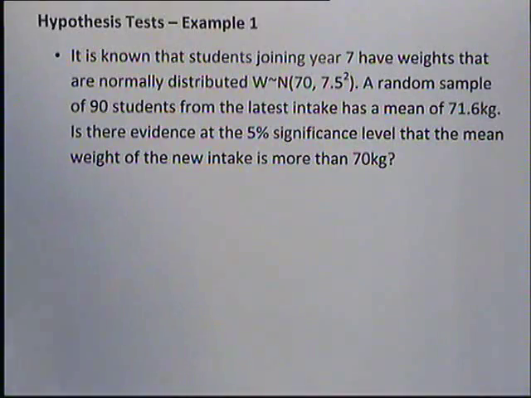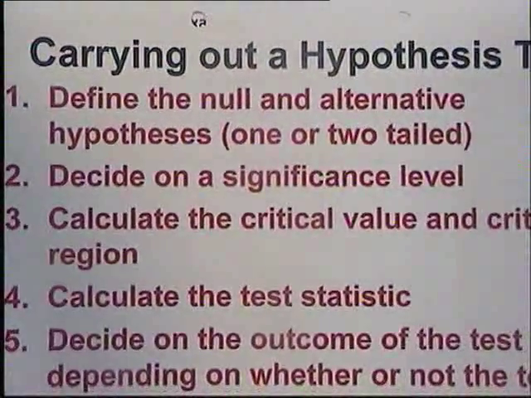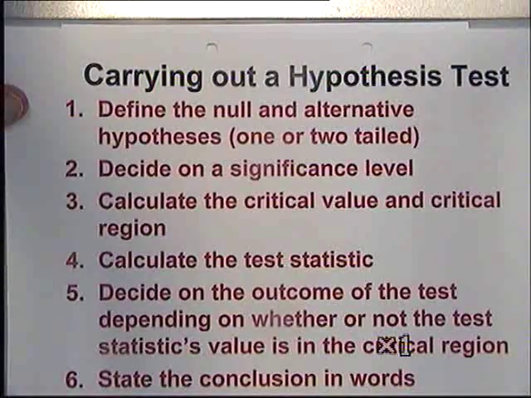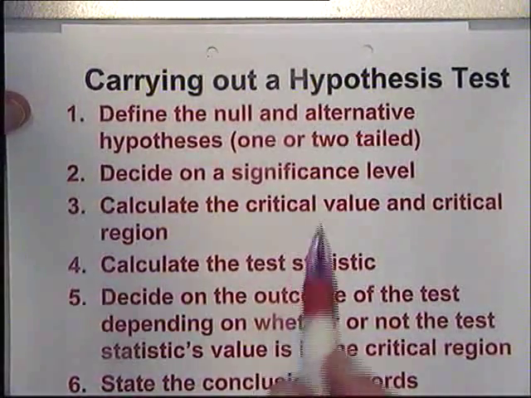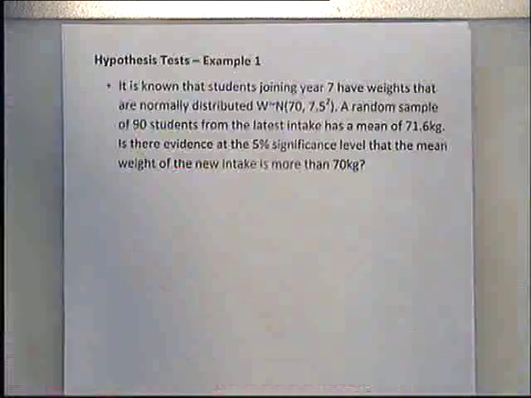Anyway, let's just go through the steps, and what I'm looking for now is my bit of paper with the red pointers on. This is what we had last lesson, and we're going to work through here. Step 1, we're going to define the null and alternative hypothesis and make a note whether the alternative hypothesis is one or two-tailed. Right, what does that mean?